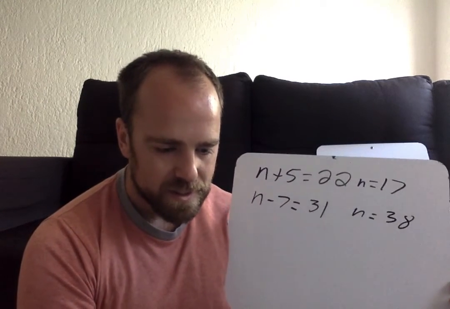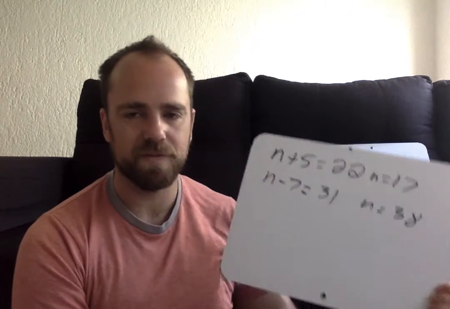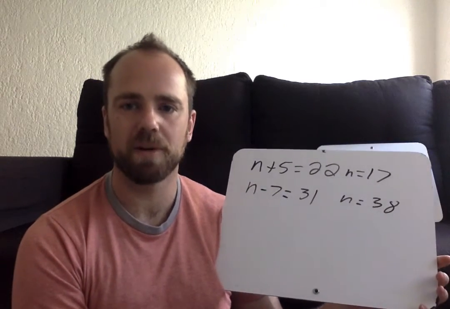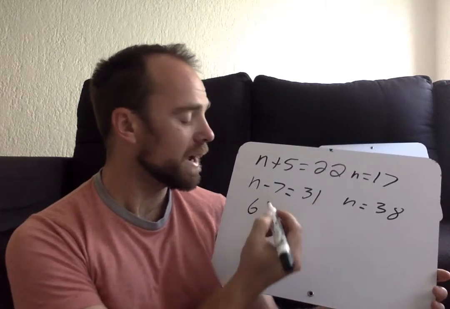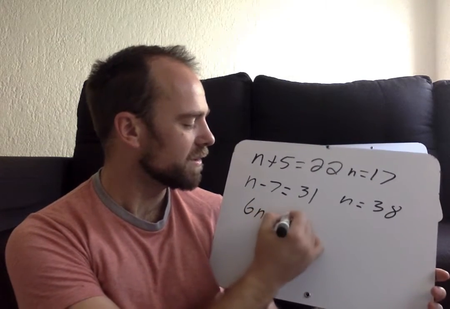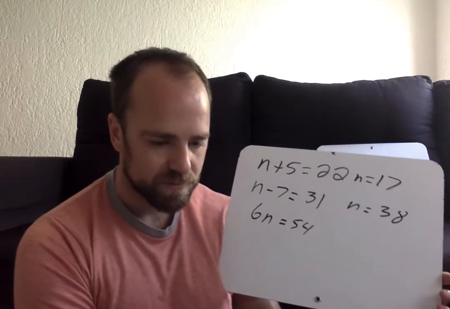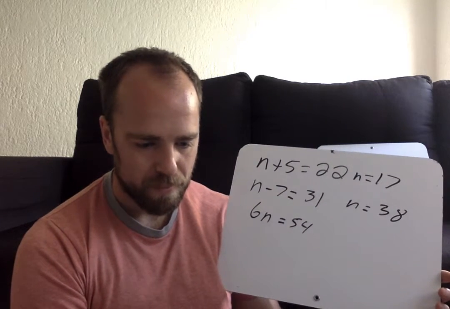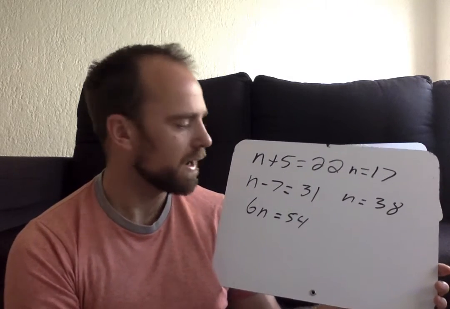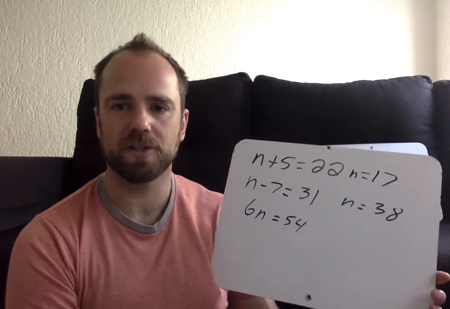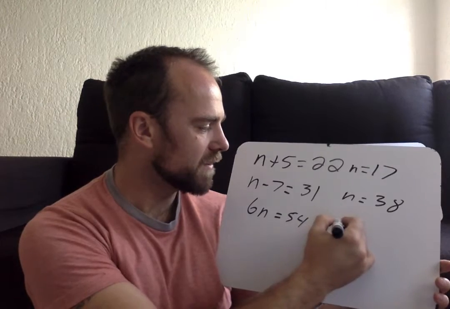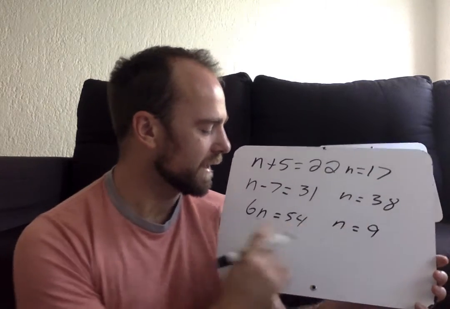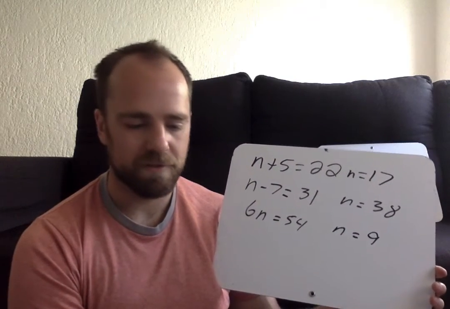The next one, 6 times a number is 54. So 6 times a number, 6n, equals 54. I can solve this by doing my opposite operation. The opposite of multiplication is division, so I can divide, and that gives me n equals 9. So 6 times 9 equals 54.